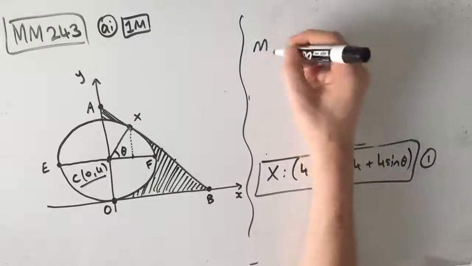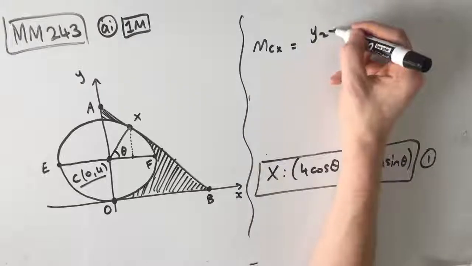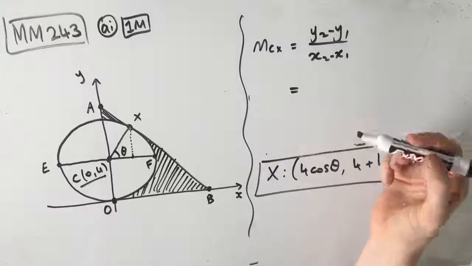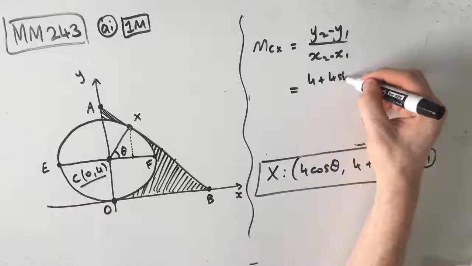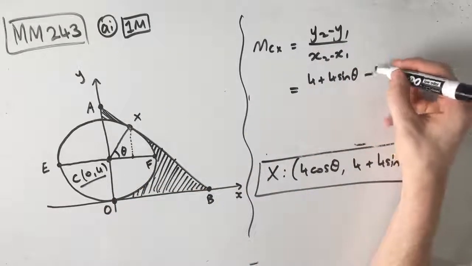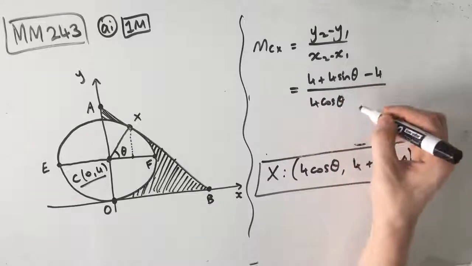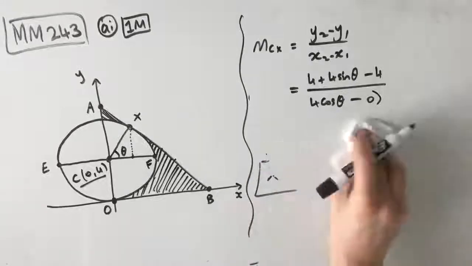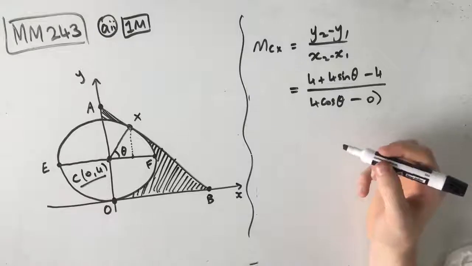Okay, so the gradient of, and you'll see what I mean in a second. So the gradient of CX is equal to rise over run, where our first Y value is 4 plus 4 sine theta, a second Y value is 4, so minus 4, over our first X value, 4 cos theta, minus 0. Awesome. And this is A(ii). This still has 1 mark.